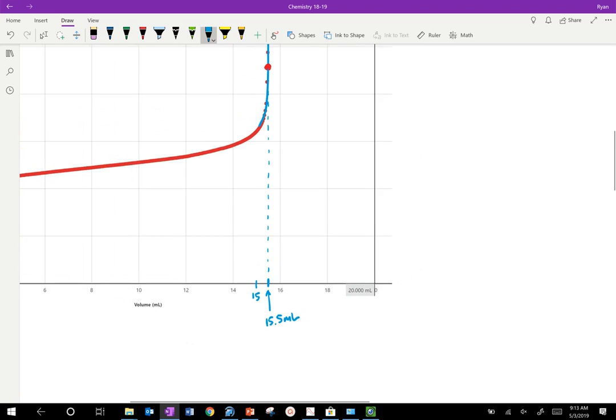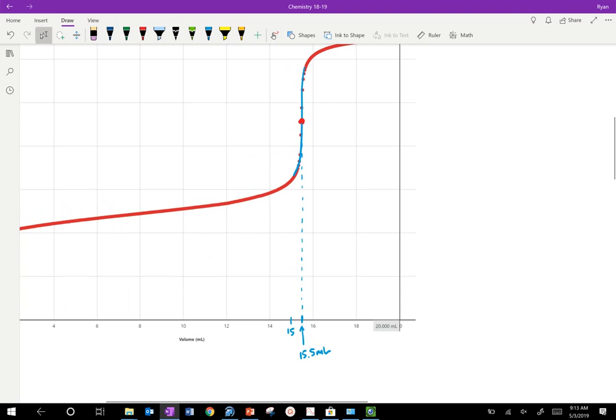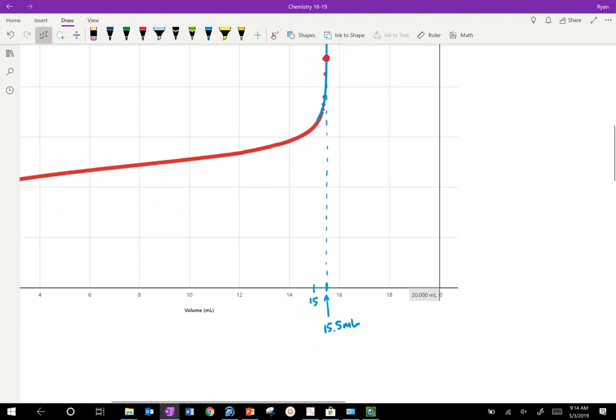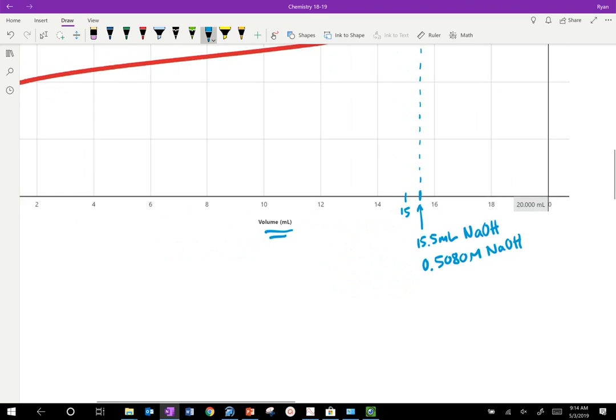So hopefully, as you look at your graph and at mine, you'd agree that the middle of that steep slope on our curve is around 15.5 milliliters. That's 15.5 milliliters of NaOH that were added when we hit that ending point. Those 15.5 milliliters of NaOH were used, and the molarity was again 0.5080 moles per liter NaOH. So that's our important information to do the math with from there.